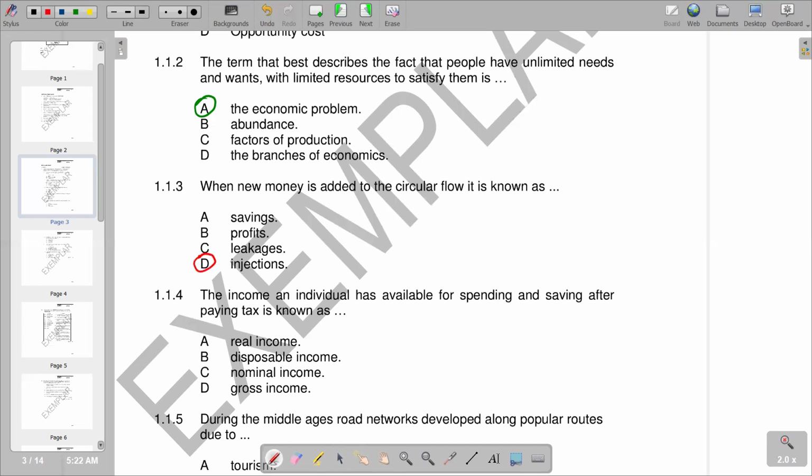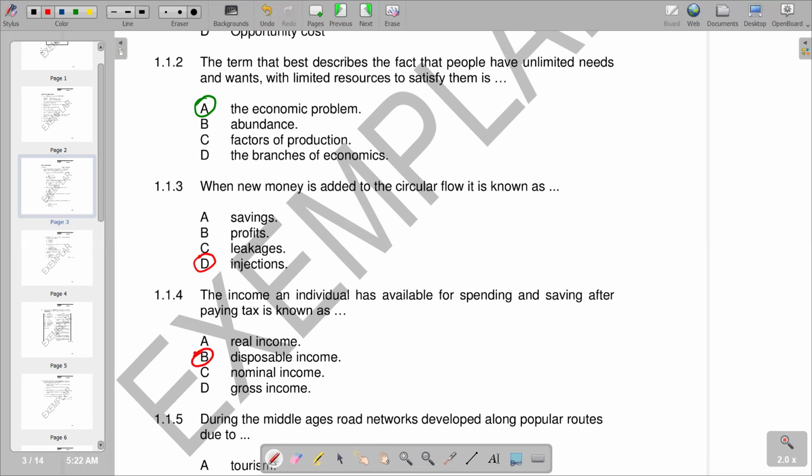Then you go to 1.1.4: the income an individual has available for spending and saving after paying tax is known as, and we know that this is going to be our disposable income. Remember, disposable income, we're just saying this is the total personal income minus current taxes on income, then we get our disposable income. So 1.1.4, we have got B as the correct answer.